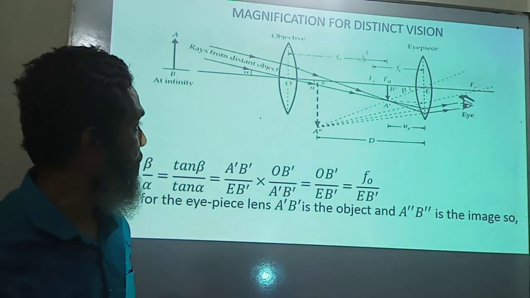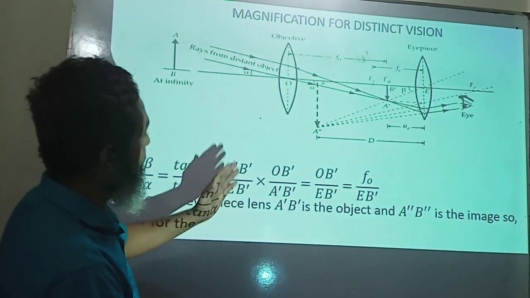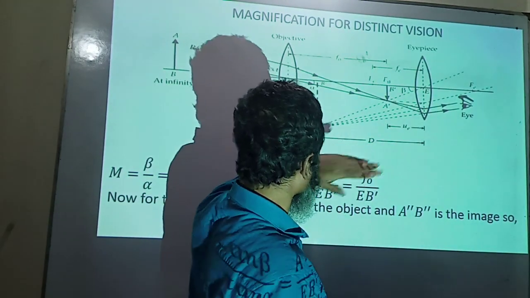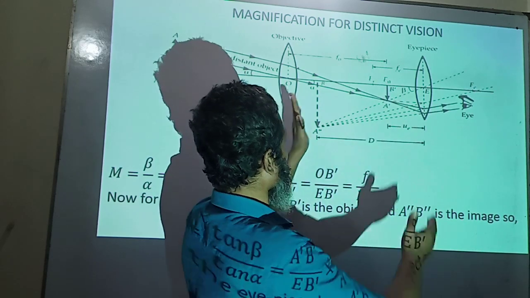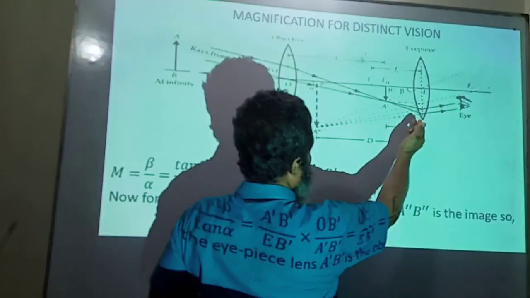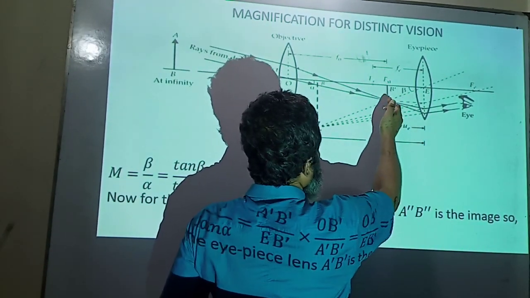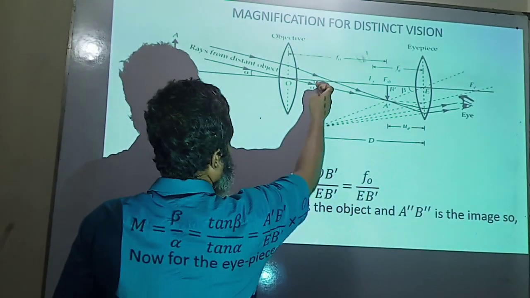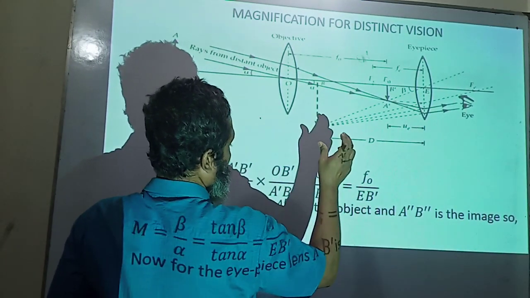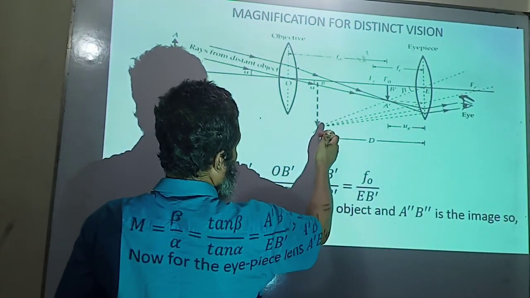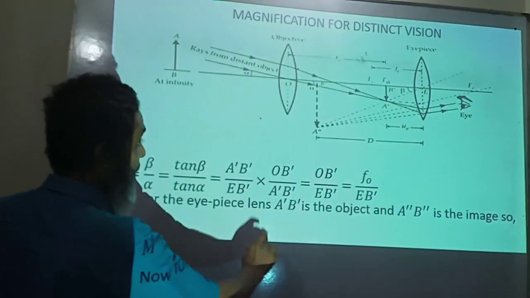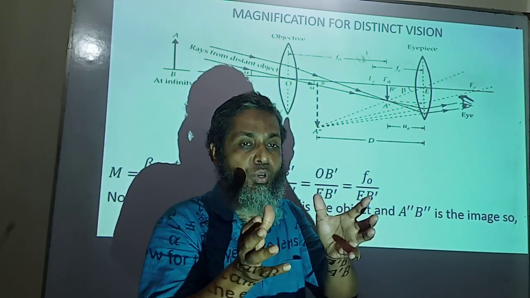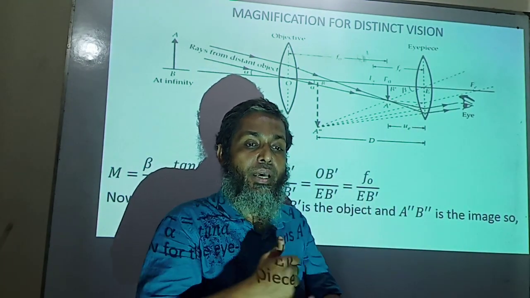Magnification for distinct vision. In this case, the eyepiece is taken closer to the objective. That's why the image will be between the optical center and the principal focus of the eyepiece. That's why here we will have an inverted image and a virtual image. And here we can see the object clearly. That is, we are getting clear vision, and that's why it is known as distinct vision.